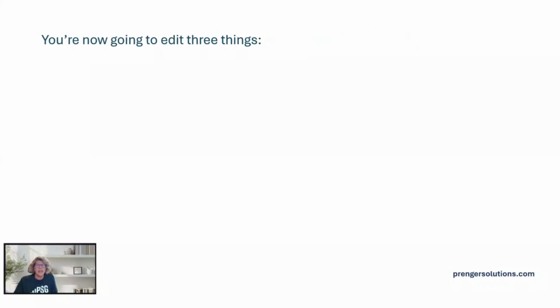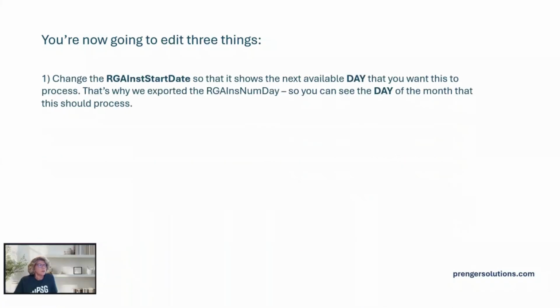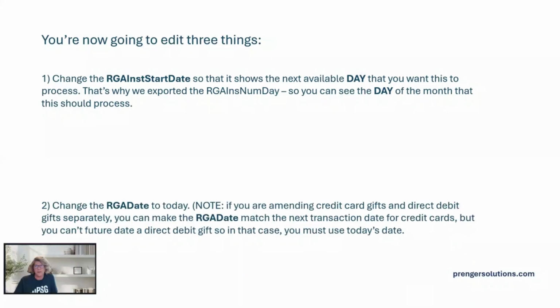Okay, we're going to edit three things in that file now. The first one is changing the installment start date so that it shows the next available day that you want this to process. That's why you exported the RGA inst num day, so that you can see the day of the month that this should process.